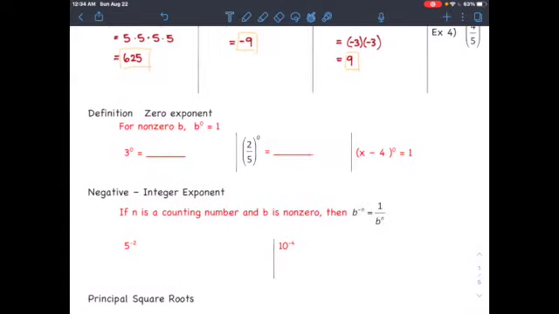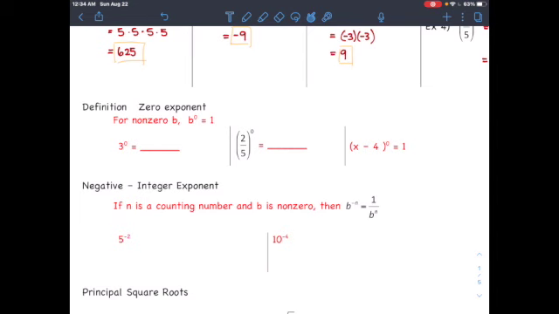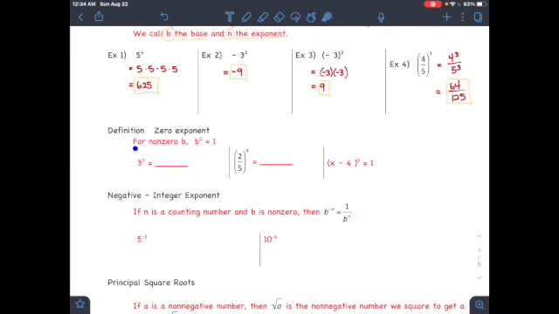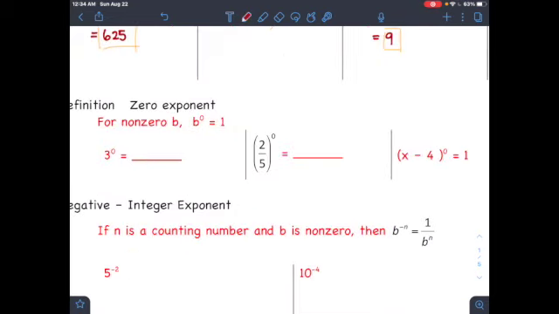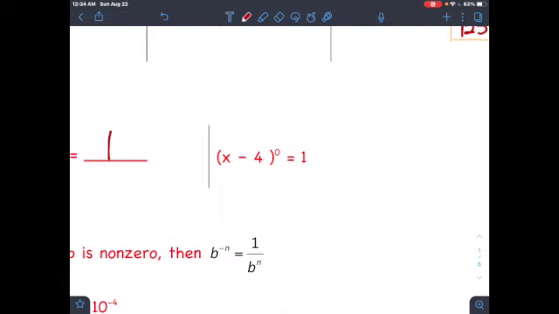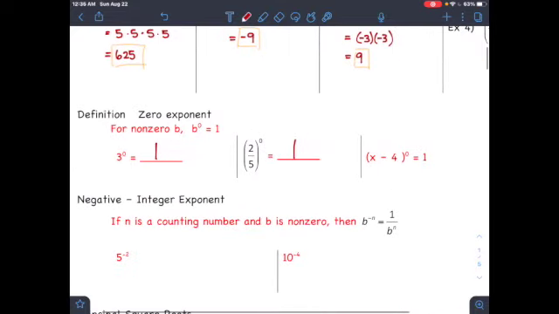For the next thing, definition of zero exponents. The definition says, for non-zero b, b to the 0 power is 1. Anything to the 0 power is 1. Right here, 3 to the 0 power is 1. Parenthesis 2/5 to the 0 power is 1. Even when you have things that look like parenthesis to the 0 power, as long as they are in the parenthesis, the 0 is attached to whatever is next to it. That whole part is 1. So anything to the 0 power is 1.